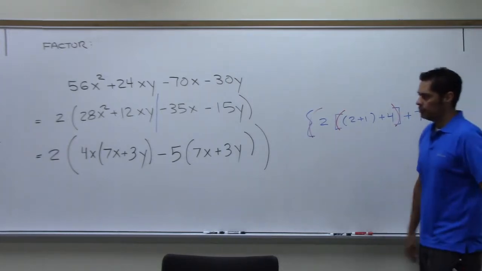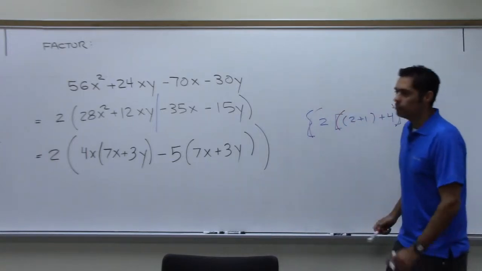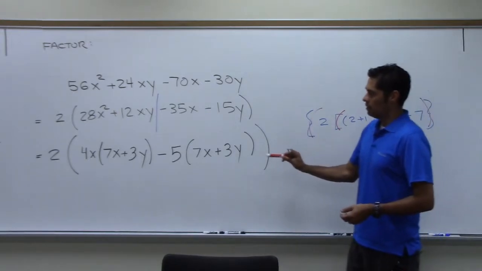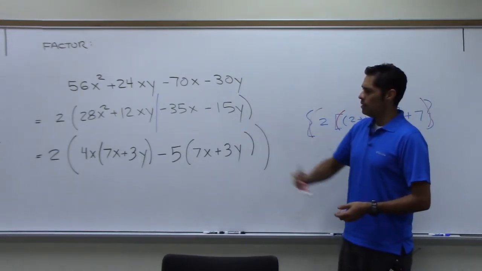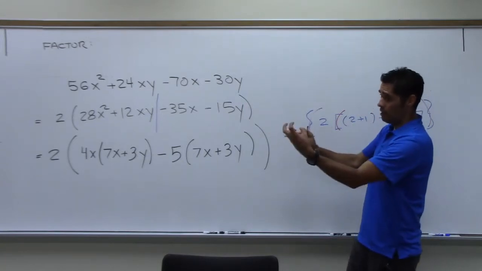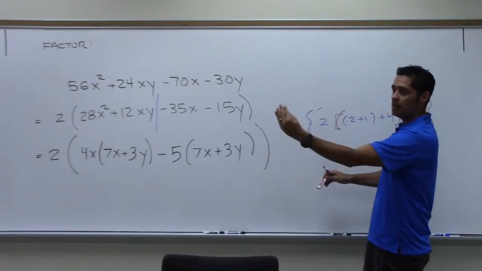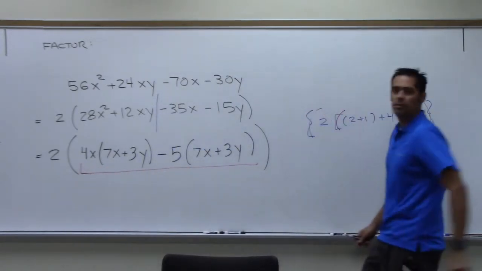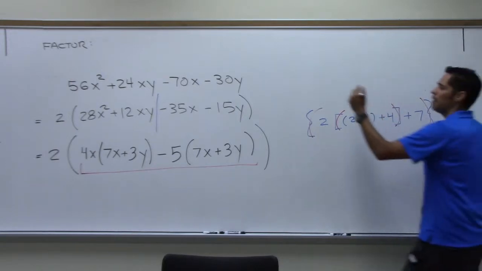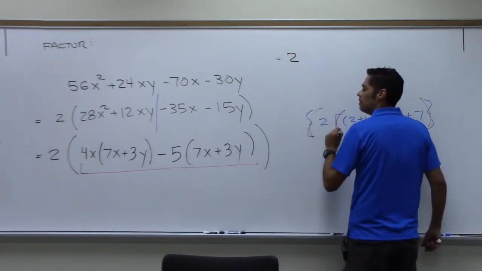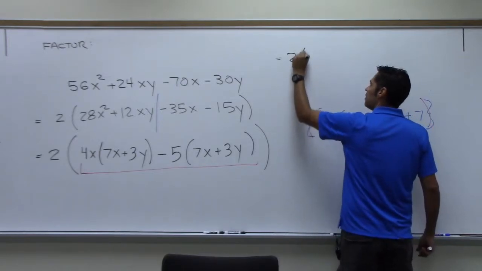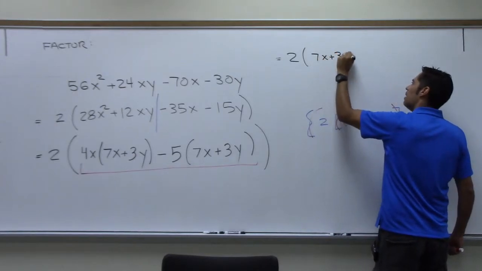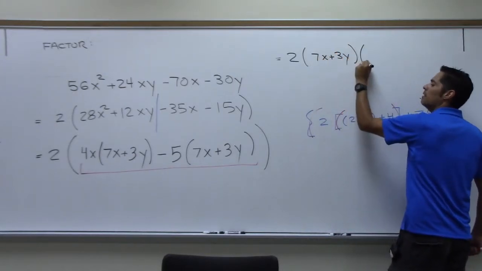Okay. Now what? You would leave the 2 out, because that's factored out, right? We want this thing factored. So leave the 2 out there. What does all of this in here turn into? So I'm going to write that down over here. We still have the 2 out there, right? And then parentheses, 7x plus 3y. Close it. Parentheses again.